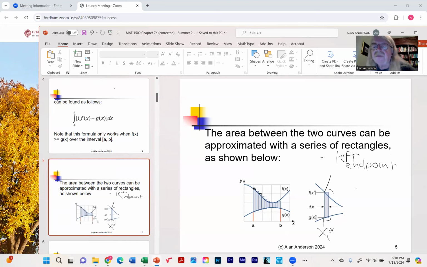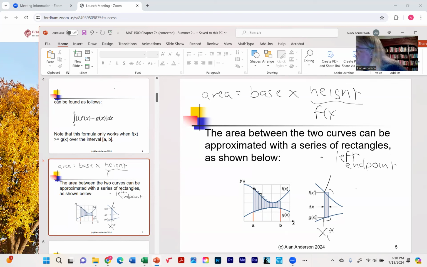And so what we're trying to do is find the area of this rectangle, which of course is base times height. Well, the height is the difference between f of xi star and g of xi star. The base, we're going to just simply define it as delta x. It's some constant, and it could be anything.